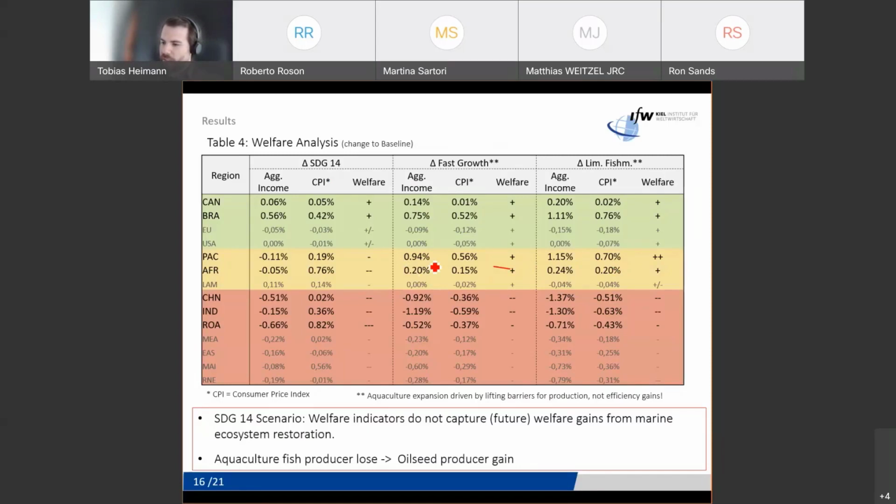In Africa, we see smaller effects in both of those scenarios, but we see a strong effect in the consumer price index when we limit capture fisheries.